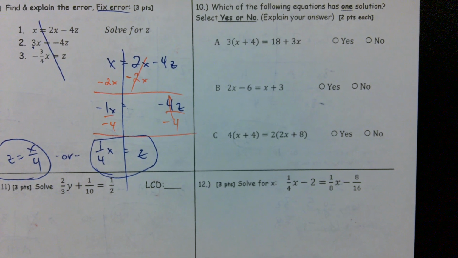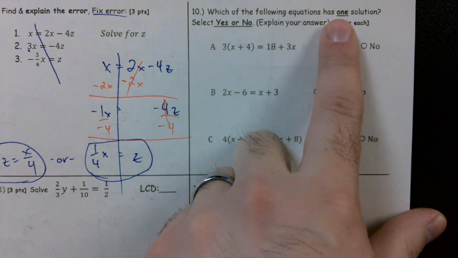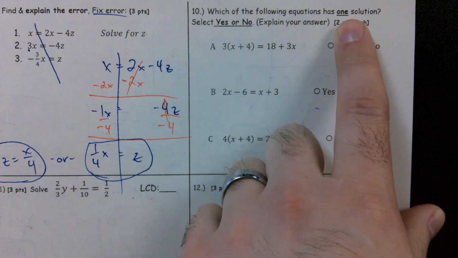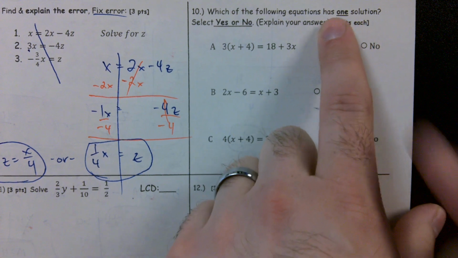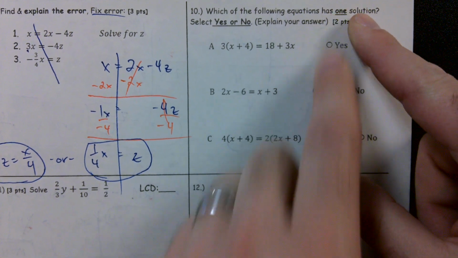Number 10. Which of the following equations has one solution? That is the question. One solution. Please make sure you are reading this because it might ask for many. It might ask for no. In this case, it's asking for one solution.